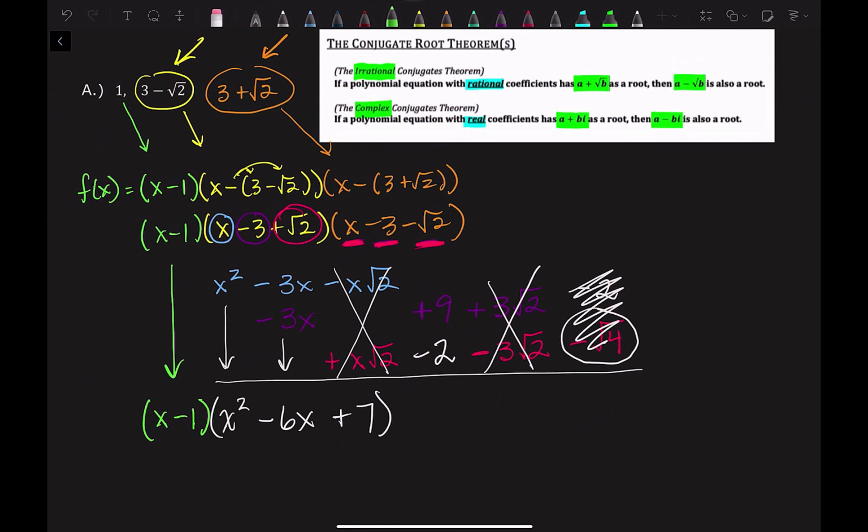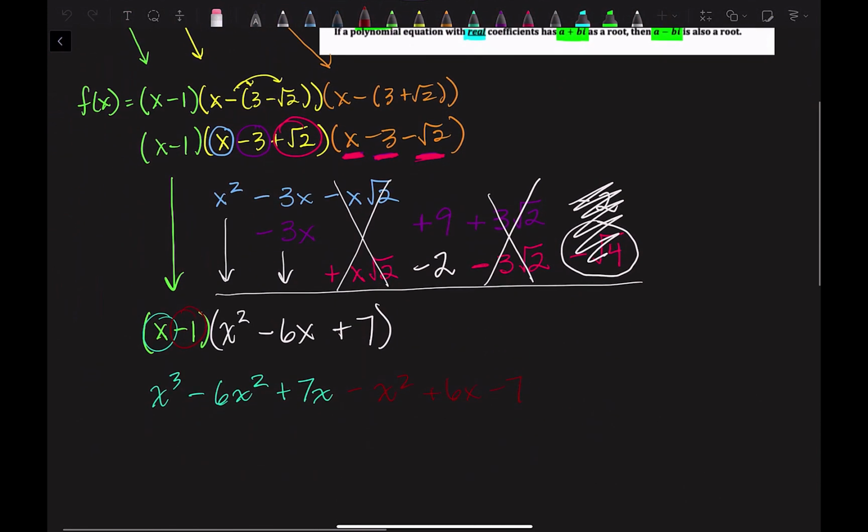So doing that, let's see, x times all that stuff will be x cubed minus 6x squared plus 7x. And then negative 1 will give me minus x squared. You could also put these into columns. I'm going to leave it this way for now. Negative x squared plus 6x minus 7. And then just one step later, we can come up with an answer by combining like terms.